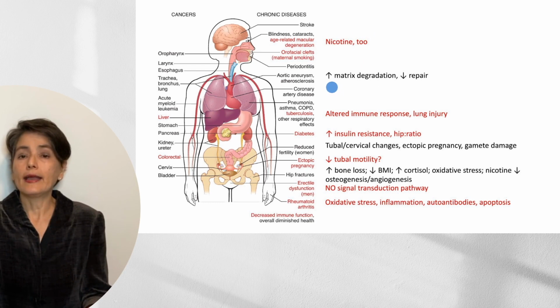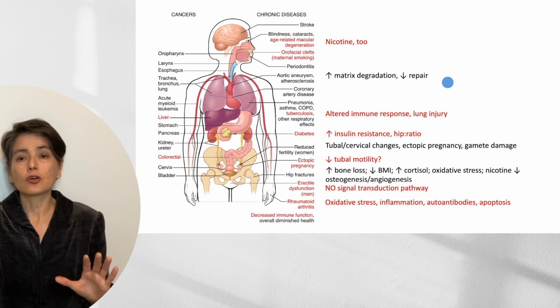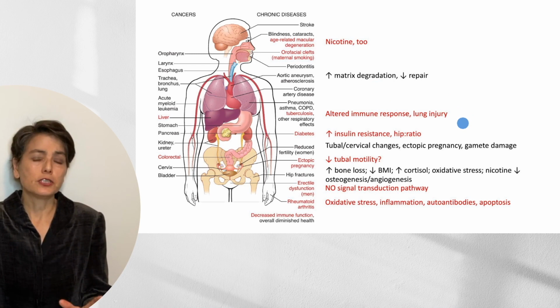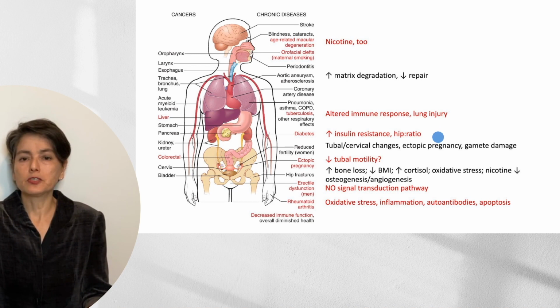Aortic aneurysm, which I'll talk about and show you in a moment, is going to be due to increased matrix degradation and decreased repair. Tuberculosis was recently recognized as being associated with cigarette smoking. It's thought to be due to altered immune response and increased lung injury. Diabetes, also newly recognized to be associated with smoking, is thought to be due to increased insulin resistance as well as a change in the hip-waist ratio, which is going to drive you towards diabetes.